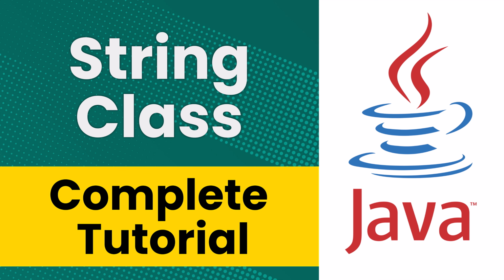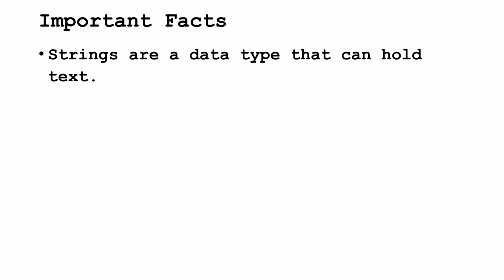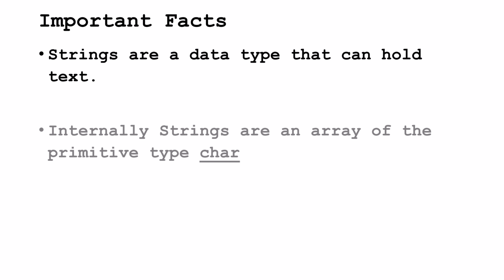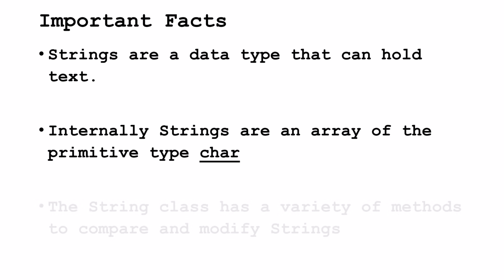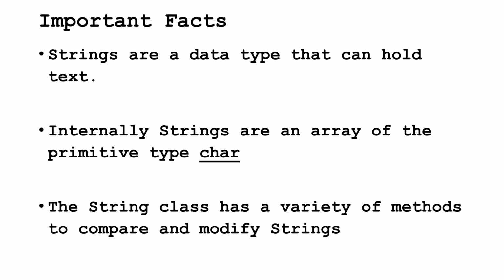Welcome. In this Java tutorial, we'll learn how to use the string class. Some important facts to know. String is a data type that holds text. Internally, strings are an array of the primitive type char. The string class has a variety of methods to compare and modify strings.